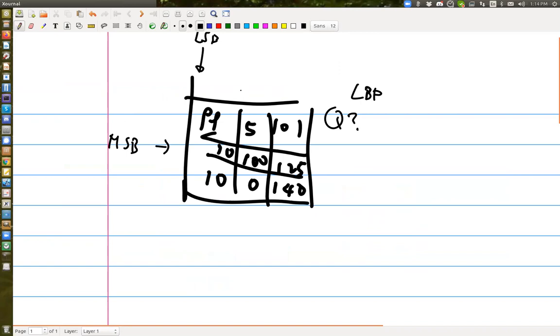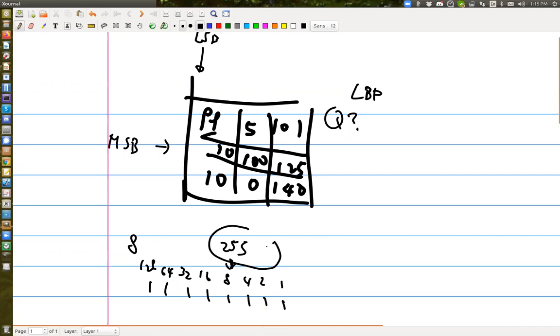Okay, again. It shouldn't be 491 because, oh wait, it's an 8-bit number, right? Because there's a value here, right? Any 8-bit number will be less than or equal to 255, because if all the bits are one, it will be exactly 255. This is 1, 2, 4, 8, 16, 32, 64, 128, and if you add all this together it will be 255, right? So anything larger than 255 cannot be correct, right?